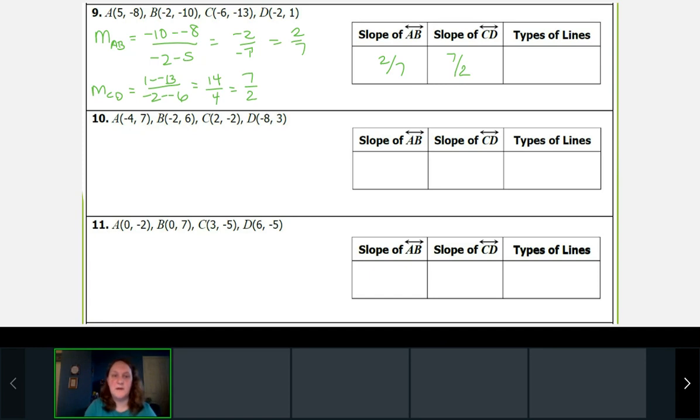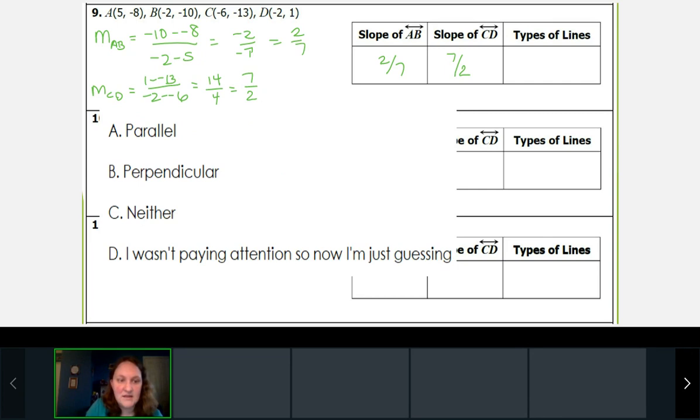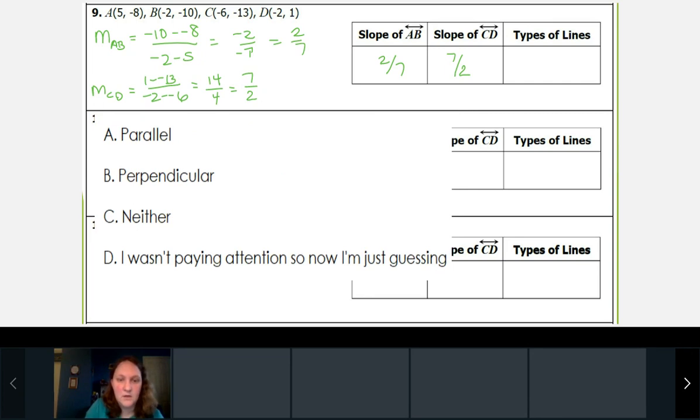All right, this is what I want to talk about. When you get two slopes that look like this, are they parallel, perpendicular, or neither? And I'm going to make this a poll. Okay, so 1 second. If you think that they are parallel, you're going to say A, B is perpendicular, C is neither, and D is, I wasn't paying attention, so now I have to guess. What do you think? The slope is 2/7, and the slope is 7 over 2.